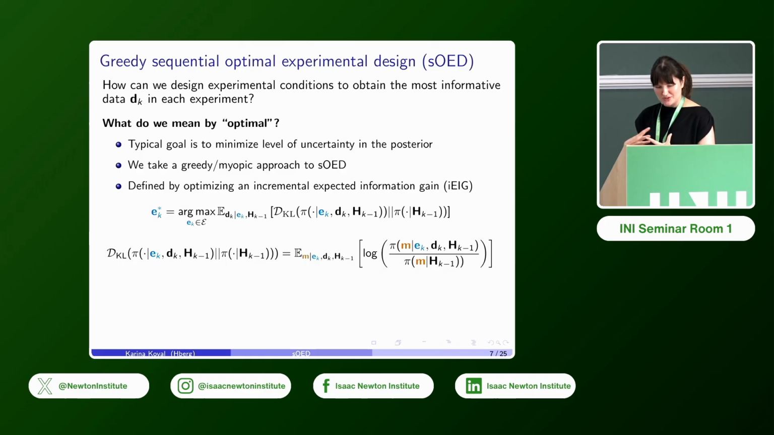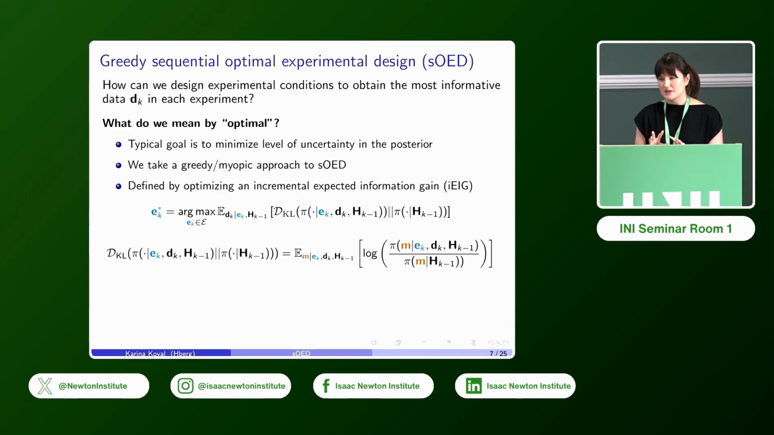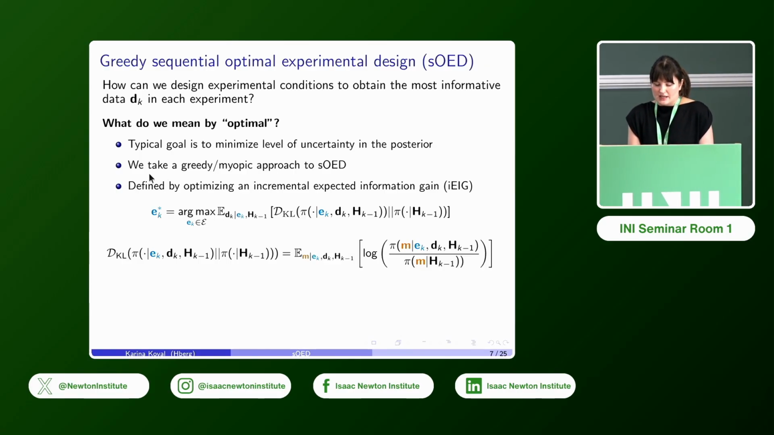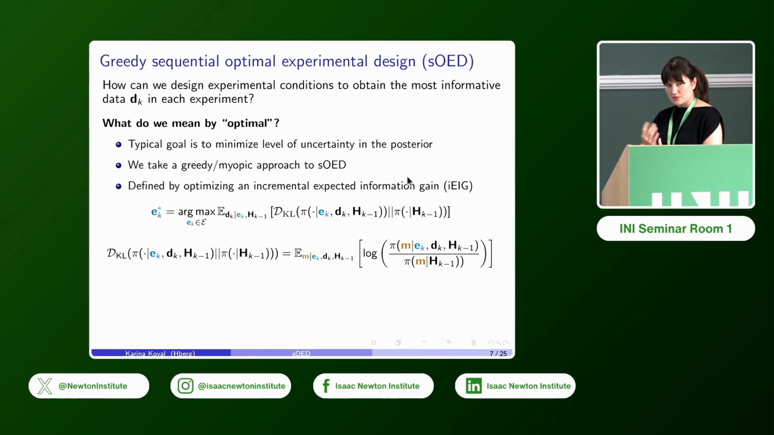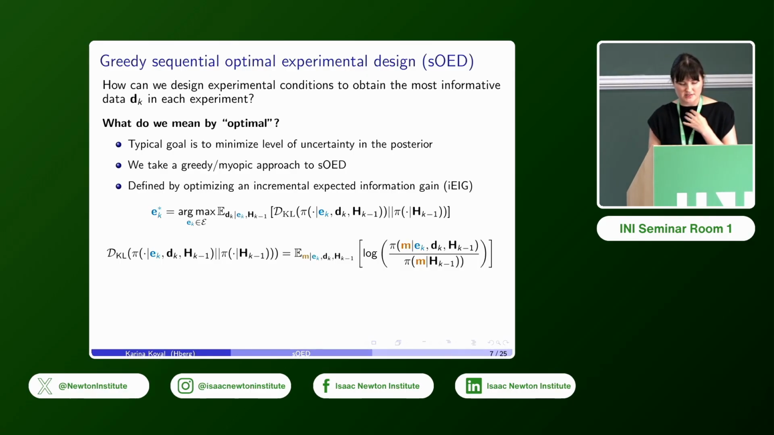So that's what we mean by design, but what do we mean by optimal? So in Bayesian inverse problems, our typical goal is to find designs that minimize our level of uncertainty in the posterior. So we want to find designs that lead to the tightest posteriors possible. And here we're going to take a greedy or myopic approach to sequential optimal experimental design. So at each experimental stage, we're only aware of the previous experiments. We're not aware that we're going to make more experiments in the future. And this is a suboptimal approach to sequential design. However, it does have its advantages if you don't have a hard limit on the number of experiments you're going to perform. And you can also get immediate feedback as to how well you're doing after each experiment is conducted.